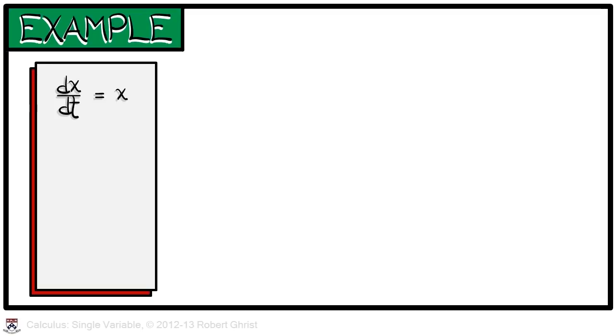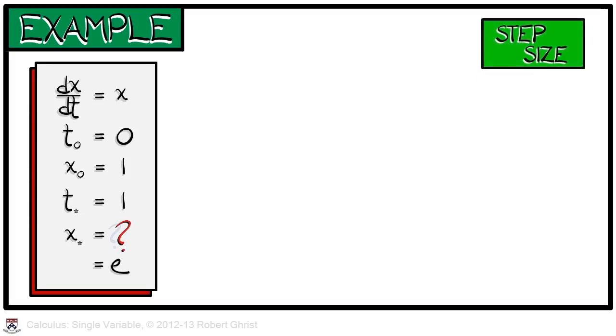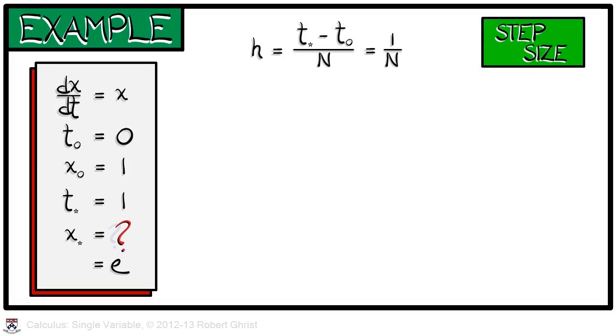dx/dt equals x. We'll choose an initial time of 0, an initial value x naught equal to 1, a final time t star equal to 1. What is x star? Well, we already know that the solution of this equation is e to the t, and so x star really should be e. But let's see what happens when we choose a step size of h, that is, final time minus initial time over capital N. In other words, 1 over capital N.